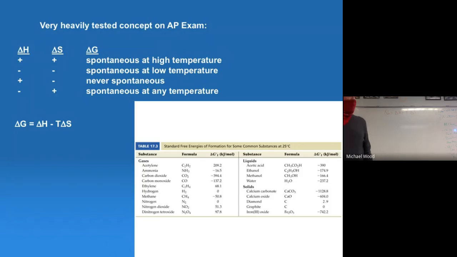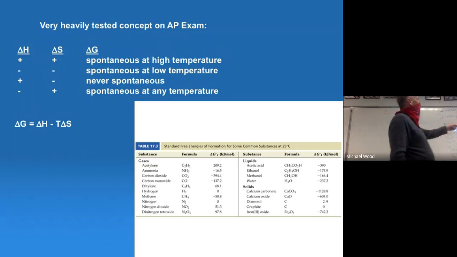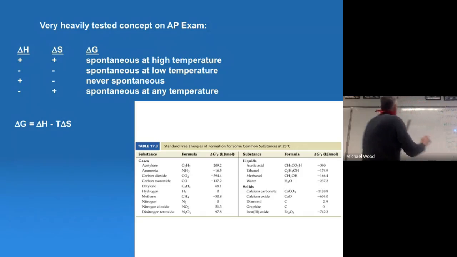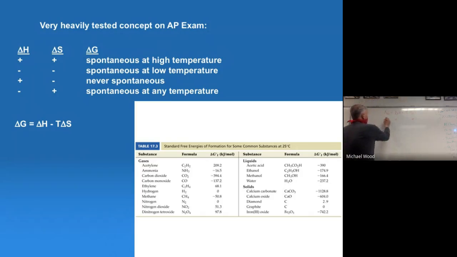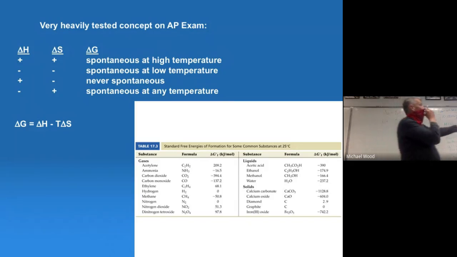To give you an example of how this works: usually, the third and the fourth one, on the AP test they don't put that there. Well, let's look at every scenario. If I look at scenario one, delta H is positive, and this is positive as well. If the target is to get delta G to be negative, what has to happen to temperature? Positive, positive. Then you need to have a high temperature.